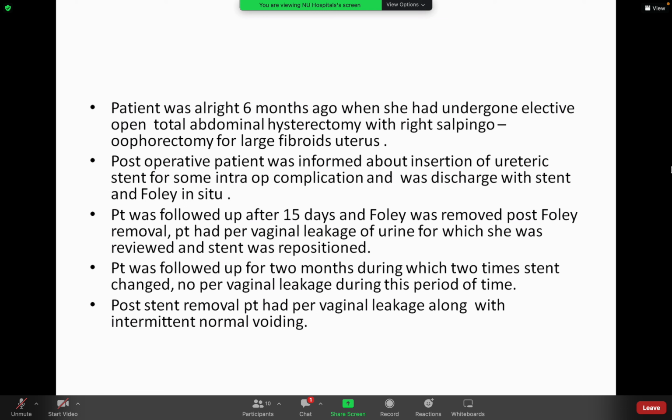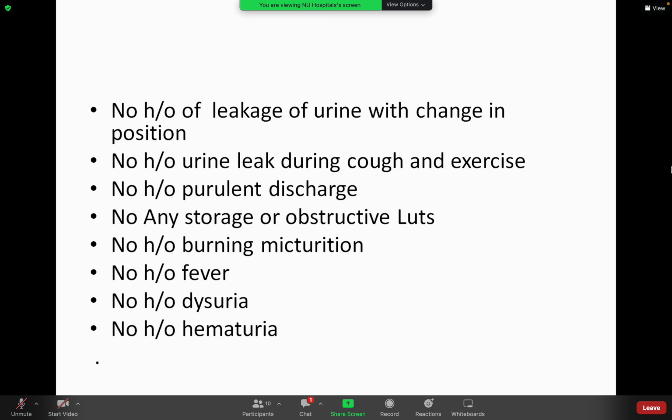We can continue with the next slide. So no issue of leakage of urine with change in position, sir. No issue of urine leak during cough and exercise. No issue of purulent discharge. No storage or obstructive LUTS. No issue of burning micturition. No issue of fever, no issue of dysuria, and no issue of hematuria, sir.